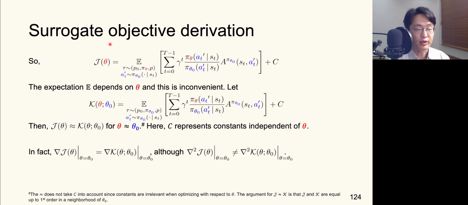Okay, so that was a somewhat elaborate derivation, but the conclusion that we arrive at is that the J objective function is equal to this expectation plus some constant C.